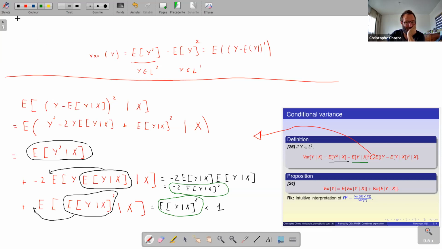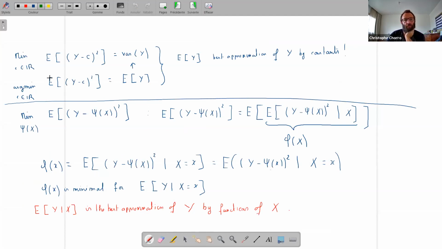And in particular, if I come back to my previous page, here we have seen that the best approximation of y by a constant is given by the expectation. The minimum of this quantity is given by the variance. So the minimum is at the expectation of y, and the minimum of the objective function is the variance here.